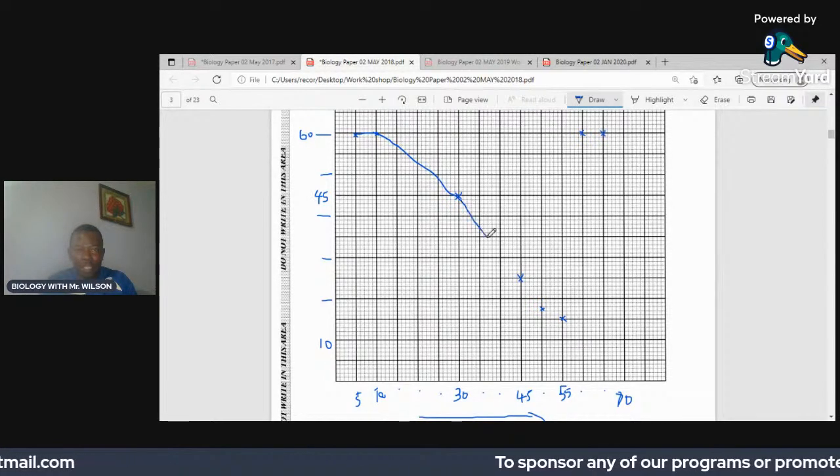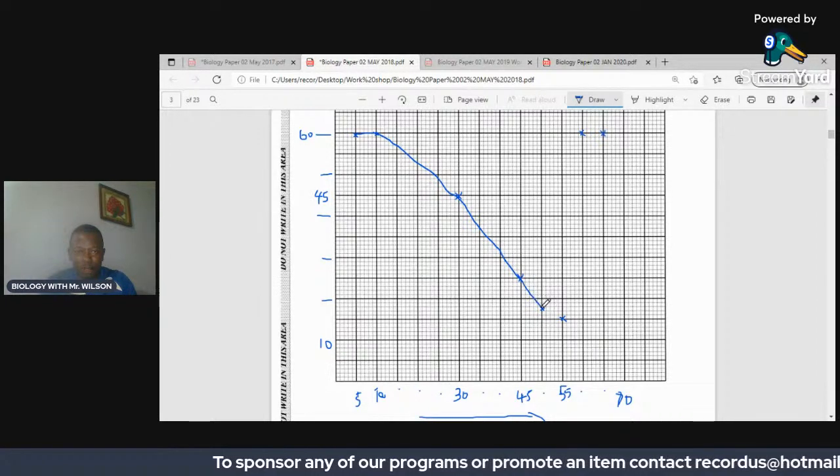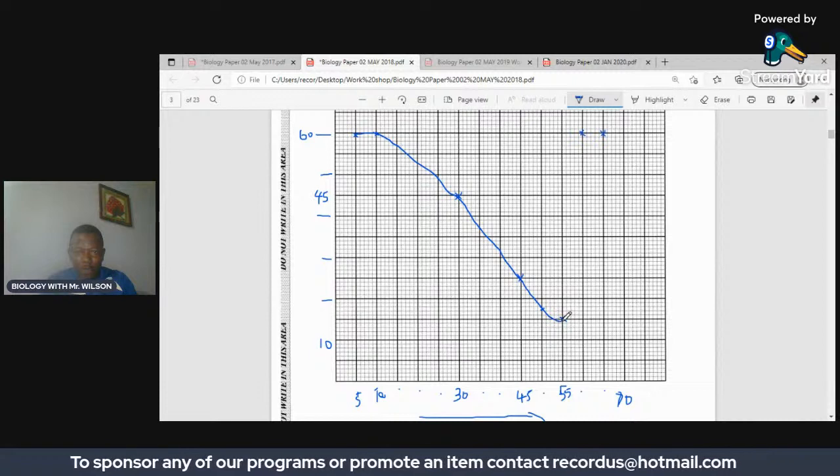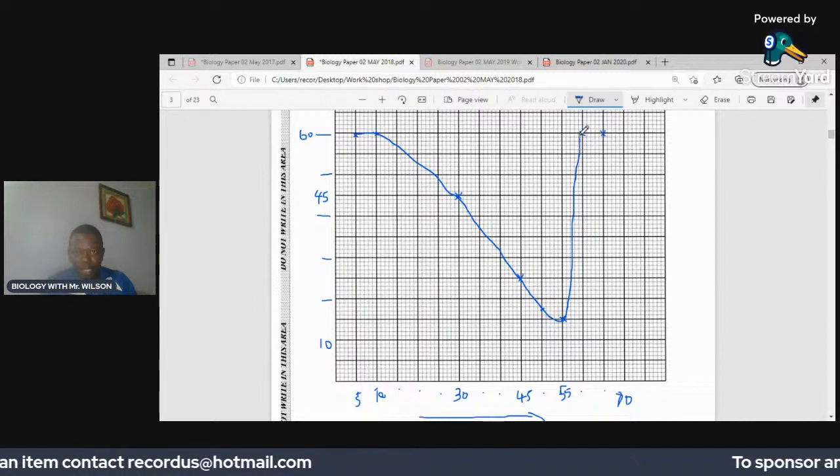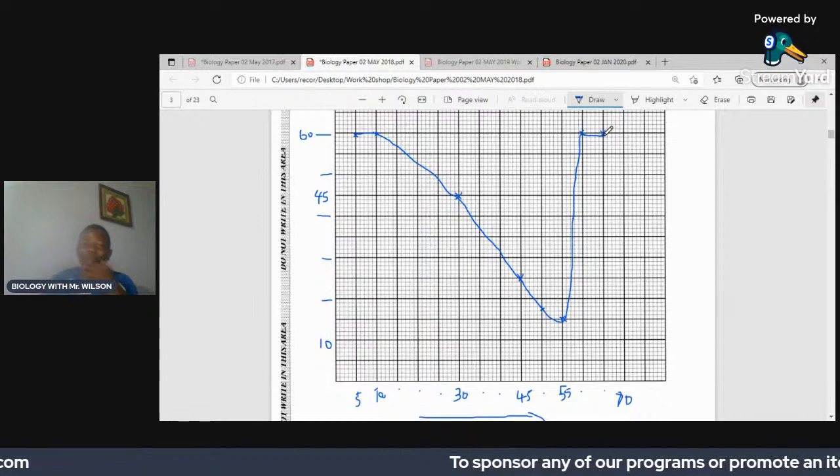Make sure that your line is coming down as accurate as possible. Right down. And then we're going to curve it there. And then we are going to go back up. And if you observe how sharp that is, and then we are going to go that way. Tell me if that's the shape of your graph.